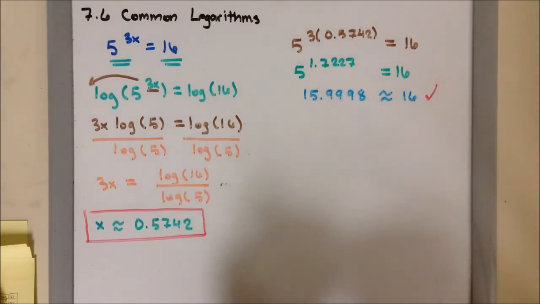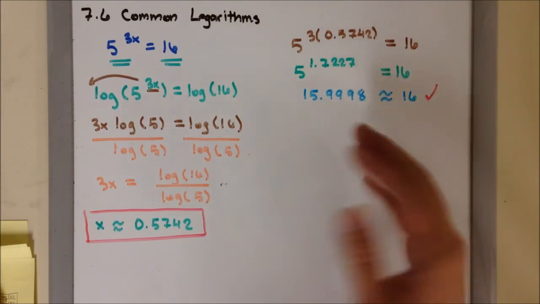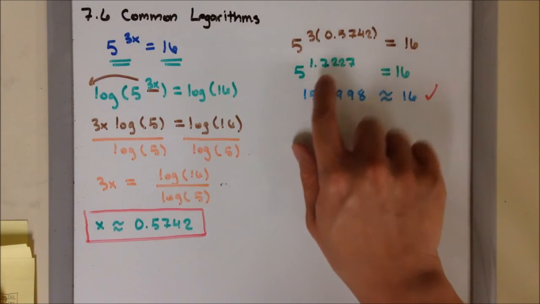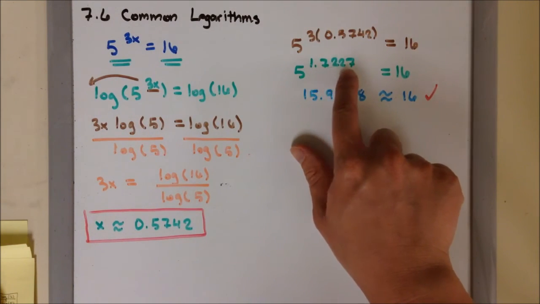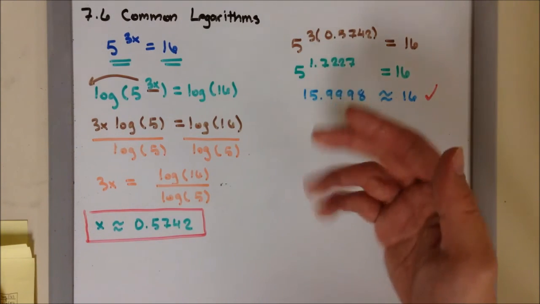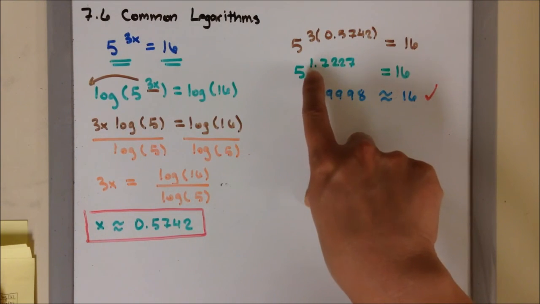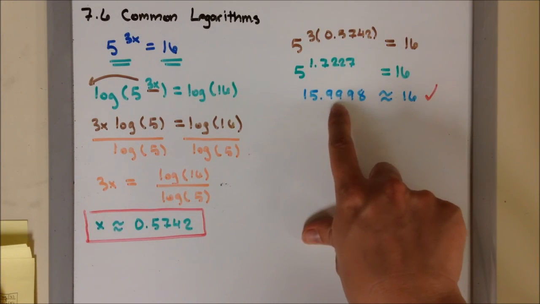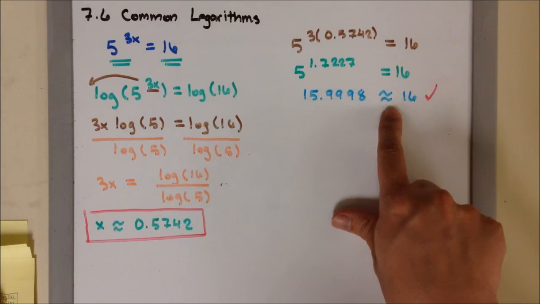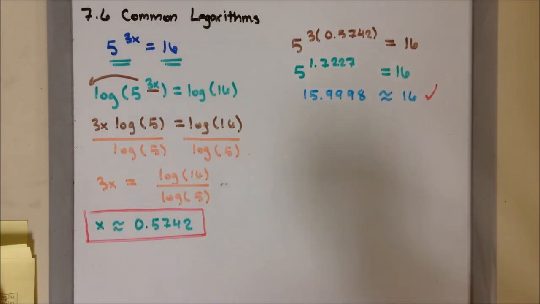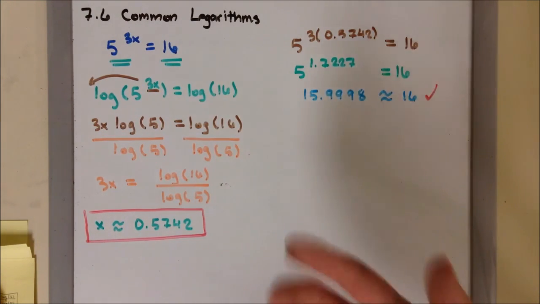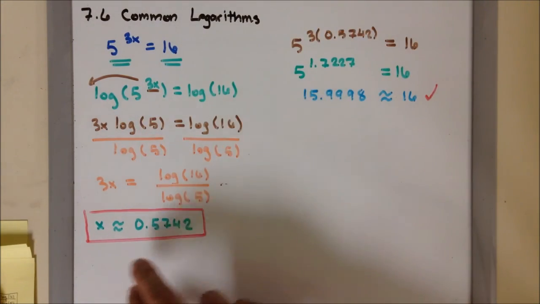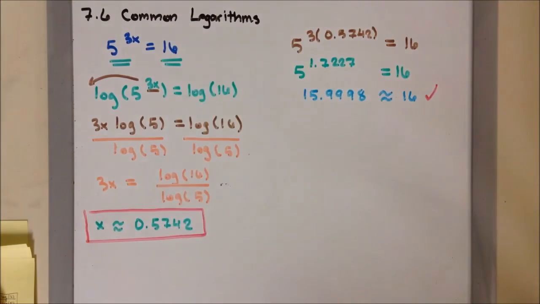So that's how you double check if your answer is good, the value of x. I plugged in the value of x, multiplied by the 3, which gave 1.7227 for the exponent, raised 5 to the power of 1.7227, and I got 15.9998, which is very close to 16. That means our answer is good. So again, this is how you double check. And this is the reason why we're doing all the logs to solve for x when x is the exponent.